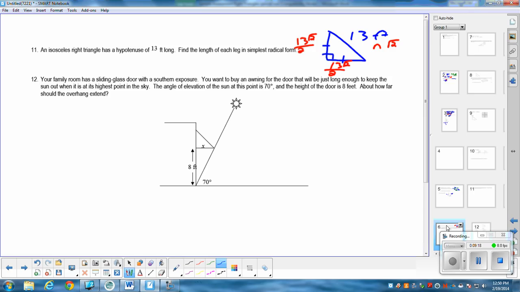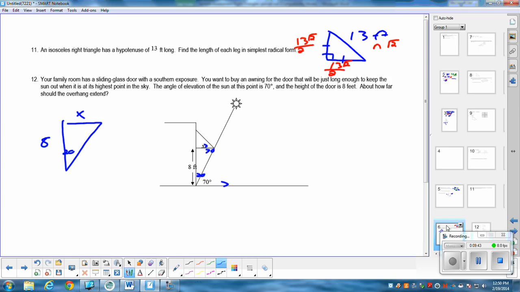So we have a 70-degree angle here. We are going to assume correctly that we are talking about parallel lines here. So we have either a 70-degree angle here or a 20-degree angle here, depending on how you would like to look at this. I'm going to go from the 20-degree angle.